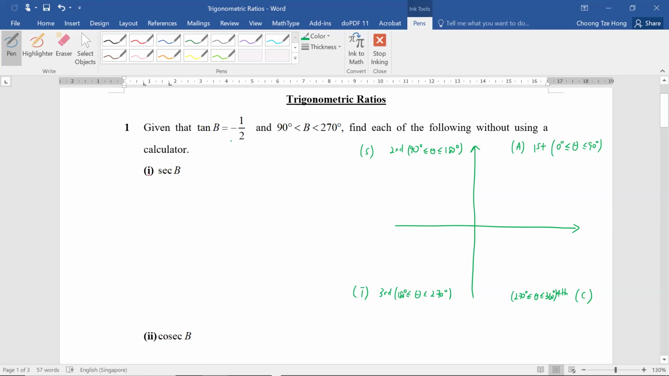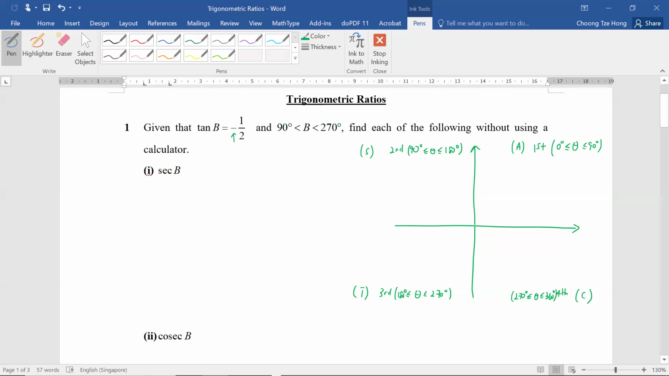Now you can see over here that the tangent is negative. Remember just now we were saying that it's either in the second or third quadrant, 90 to 270. But since tangent is negative, we can rule out the third quadrant, because if angle B is in the third quadrant, then the ratio tangent B should be positive. So now we know for sure that B is in the second quadrant.